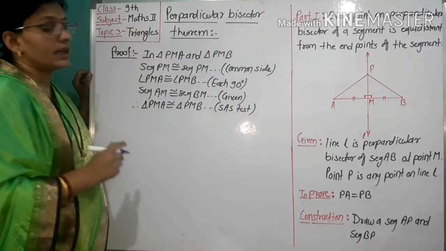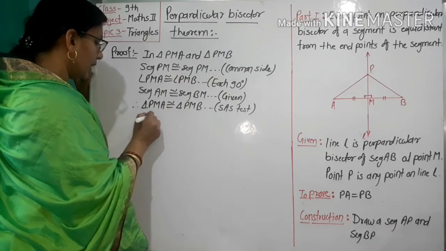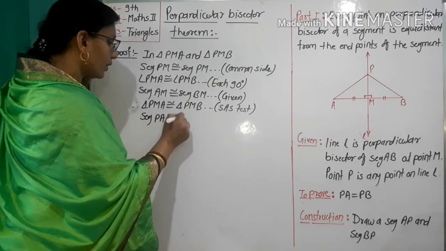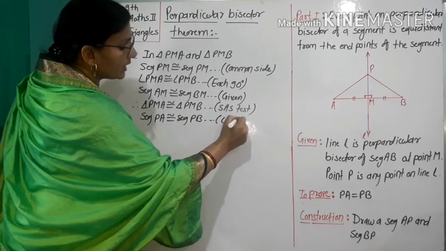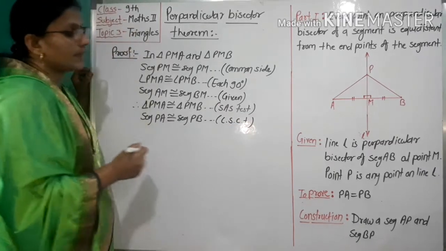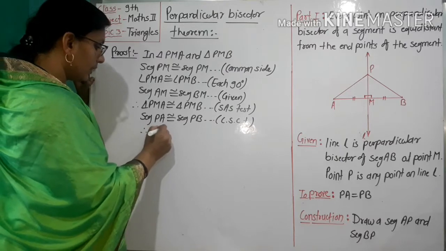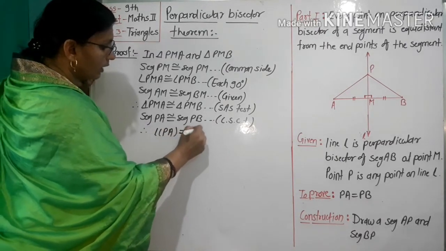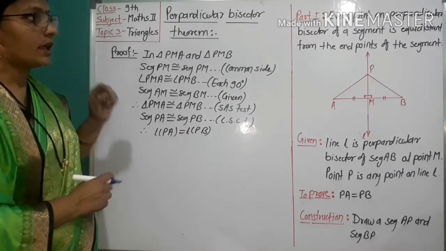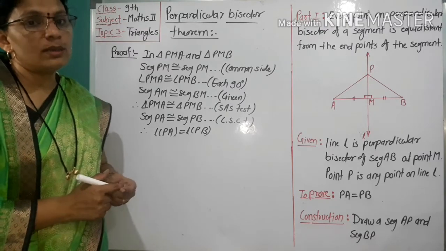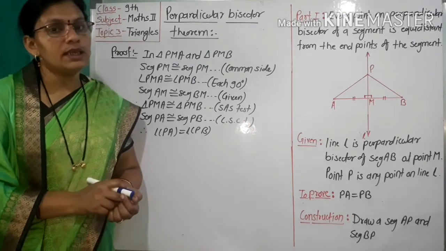Triangles are congruent, so corresponding sides are also congruent. So segment PA is congruent to segment PB. Reason: corresponding sides of congruent triangles, CSCT. Therefore the length of PA equals the length of PB, which means PA equals PB. So hence every point on the perpendicular bisector of a segment is equidistant from the endpoints of the segment.